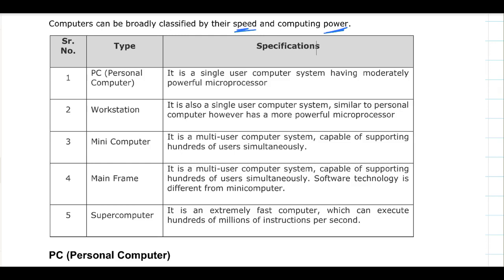There is a mainframe computer that is again a multi-user computer system that is capable of supporting hundreds of users simultaneously. But the software technology is slightly different from that of the mini computer. Lastly, we talk about supercomputer, which is an extremely fast computer which can execute hundreds of millions of instructions per second. That is the general overview of the 5 classifications of computers depending on their speed and power.